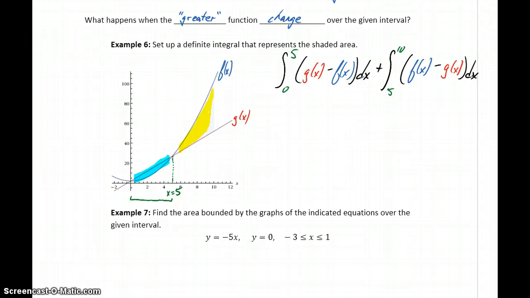dx. So in cases where our functions cross over with each other, we take that integral, split it up into two, possibly three or more different integral statements, looking at where that crossover point occurs.